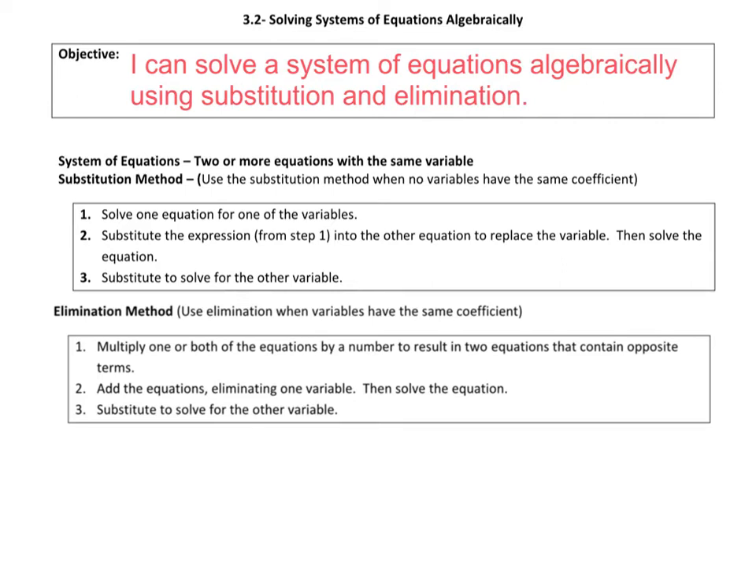In the elimination method, we're going to multiply one or both of the equations by a number to result in two equations that contain opposite terms. Then we're going to add the equations, eliminating one variable, and solve the equation. Lastly, we're going to substitute to solve for the other variable.